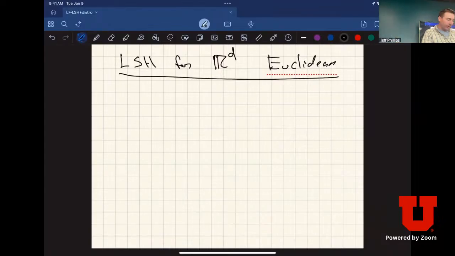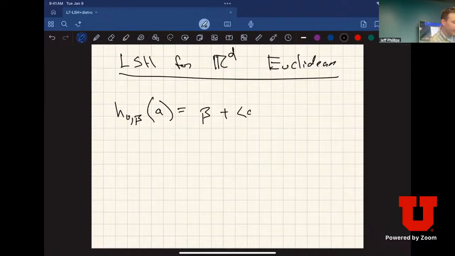Okay, so I'm going to go through this pretty quickly, but I'm going to combine my hash function, which will now depend on U and beta. For a point A, the hash will be beta plus the inner product of A and U, and then I'm going to take the floor of this function.